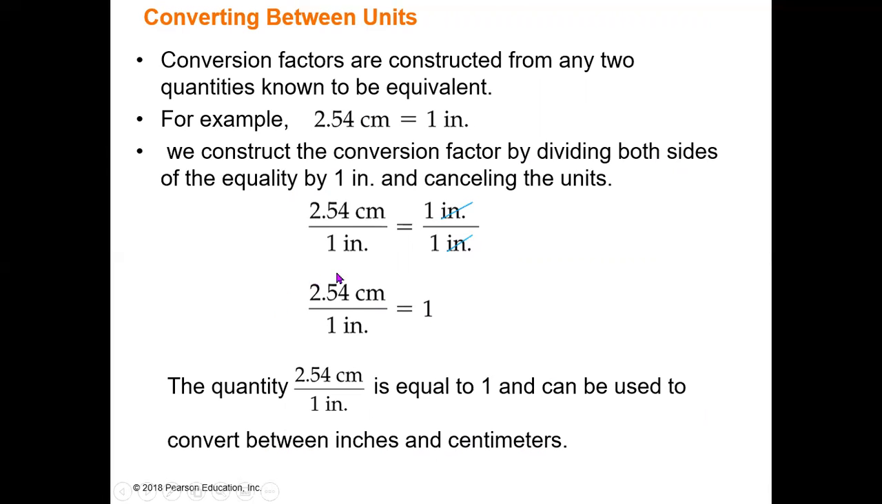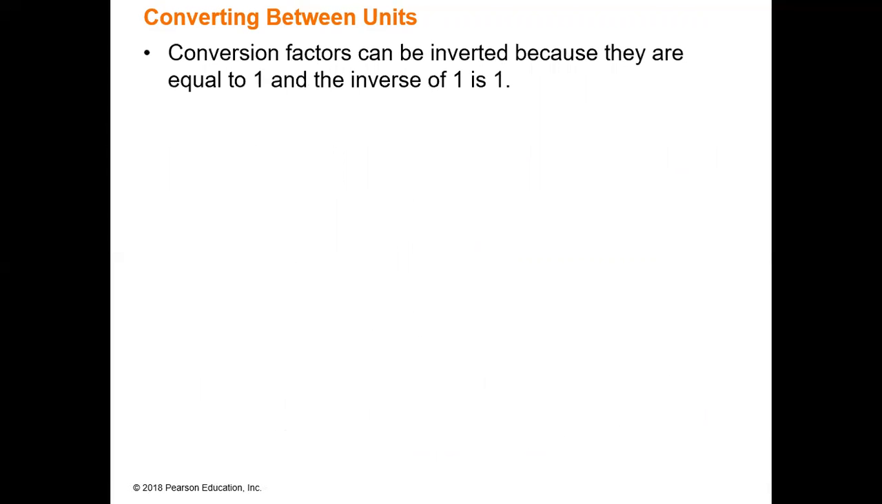Because this fraction is 1, you can multiply any number by it and get the same number. That's the reason you can use a conversion fraction. Conversion factors can be inverted because they are equal to 1, and the inverse is also 1. Therefore, when we have 2.54 centimeters over 1 inch equal to 1, we can also write 1 inch over 2.54 centimeters. Which of these fractions you use depends on the given quantity.